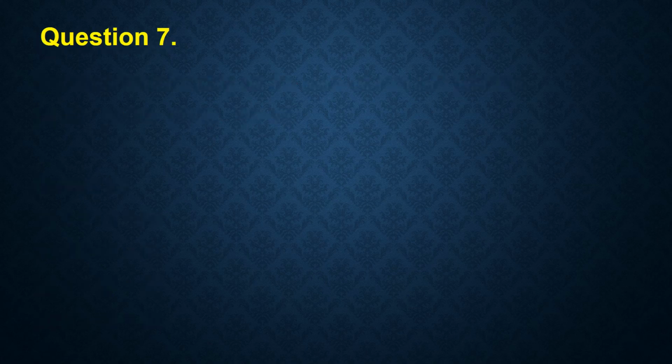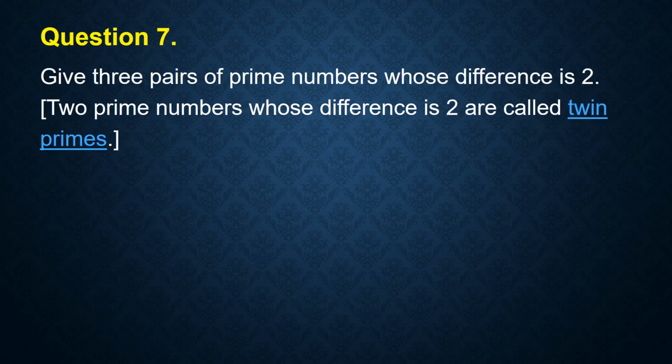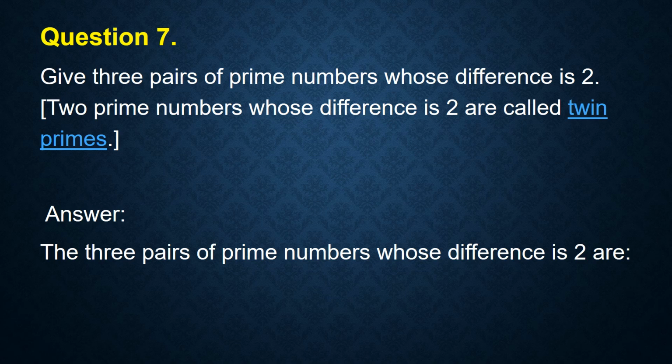Question number 7. Give 3 pairs of prime numbers whose difference is 2. 2 prime numbers whose difference is 2 are called twin prime numbers. Very simple question. The answer is, the 3 pairs of prime numbers whose difference is 2 are 3 and 5, 5 and 7, 11 and 13.